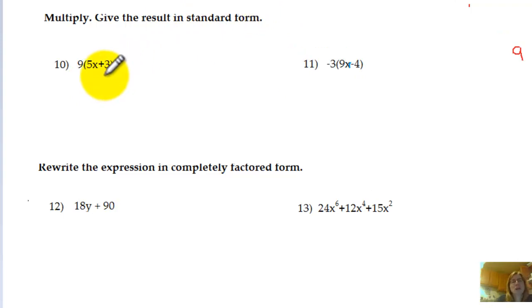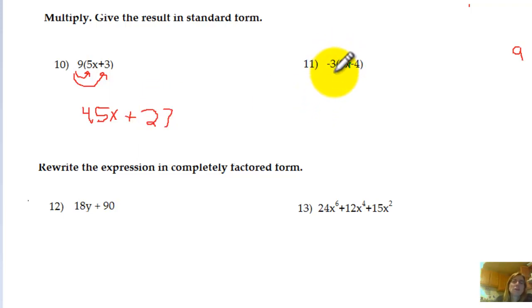Another way to say that is some people say, oh, get rid of parentheses. Well, that seems very vague. So obviously, I'm sure you're way ahead of me. You know that if you did the distributive property, 9 times each of the expressions inside the parentheses will then simplify the expression. So 9 times 5 is 45x. And that is still plus, because you have a plus here and a plus here, so 9 times 3 is 27. So now you have simplified it or put it in standard form. It's no longer in factor form.